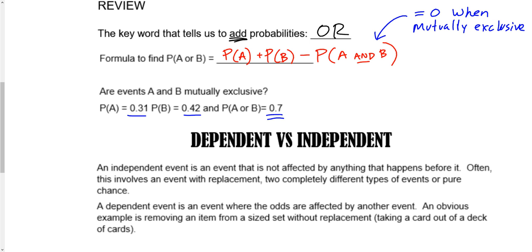So that means that these events are not mutually exclusive. So I put no. I'm going to be mad about it too. No. It's not mutually exclusive because they're not adding up right. So that means that there's an AND part to this. There's an overlap. So if we got 0.73, that means that the overlap is 0.03 because it went over too much. It's supposed to be 0.7.